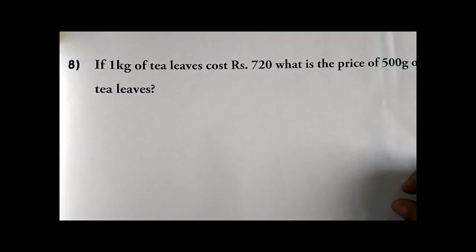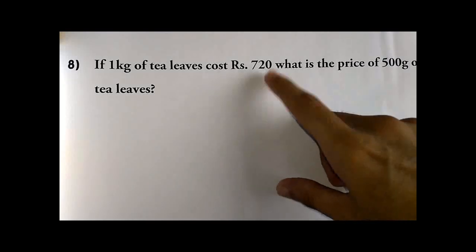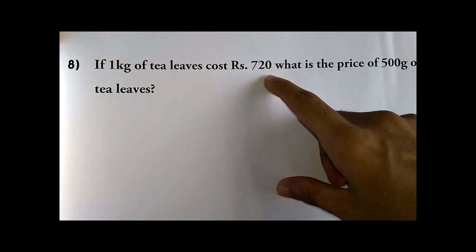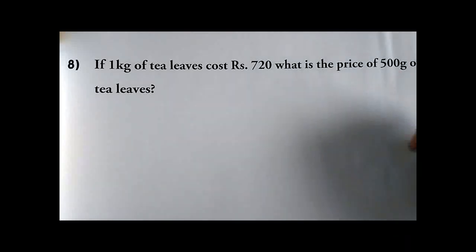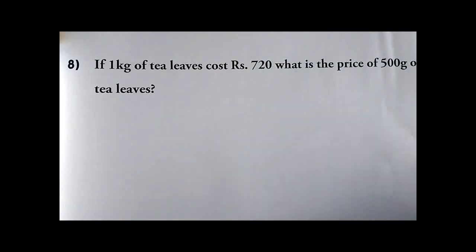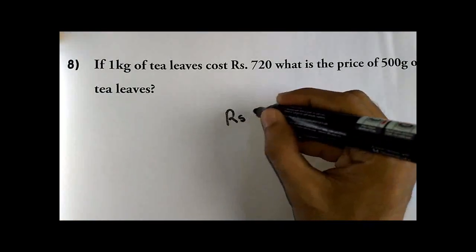This one also very easy. If 1 kilogram of tea leaves costs 720, 1 kilogram means 1000 gram is equal to 720. And what is the price of 500 gram? That means half of that. So 720 should be divided by 2. So the answer is 360 rupees.